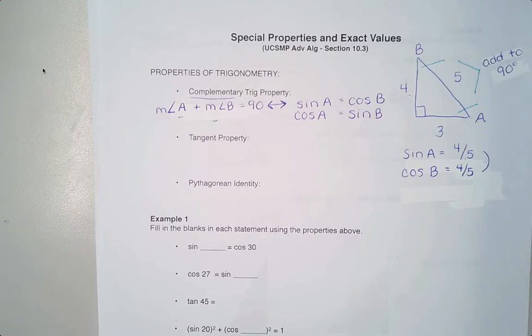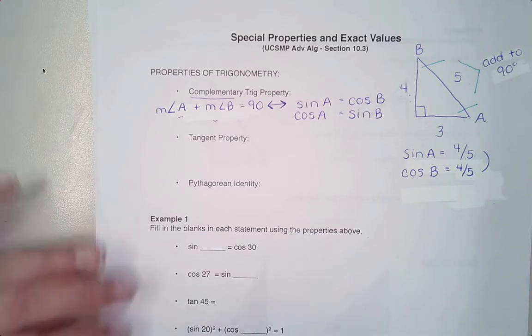The tangent property, I think, makes more sense to see once we're on the unit circle. So I'm just going to give it to you for right now, and then, like I said, when we get to the unit circle, I'll sort of illustrate it for you.